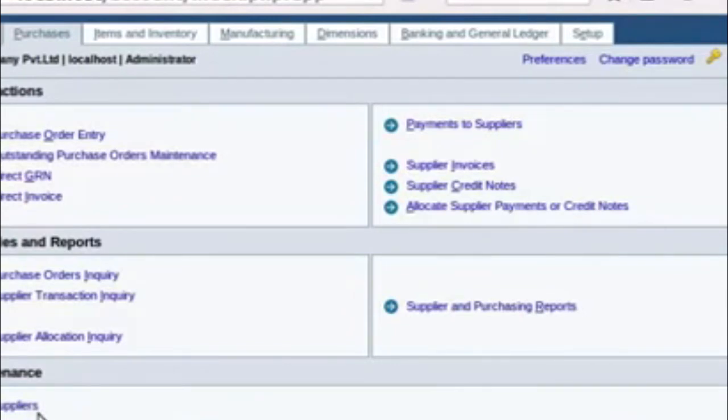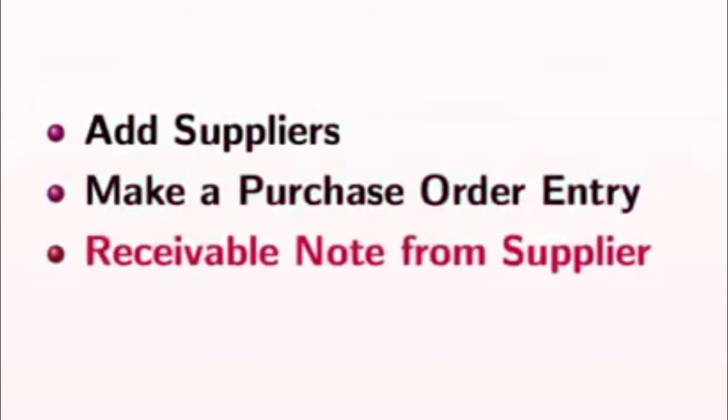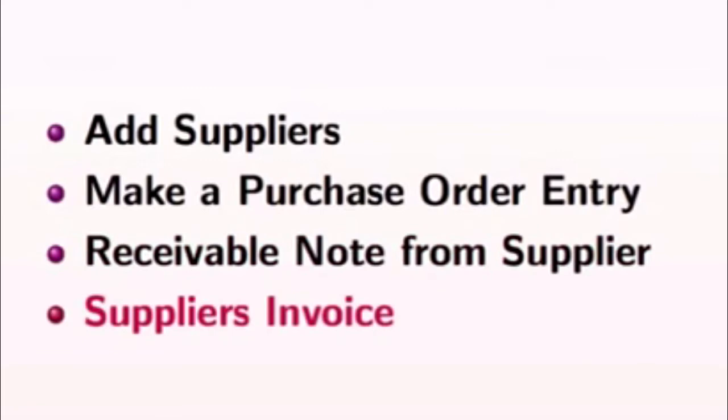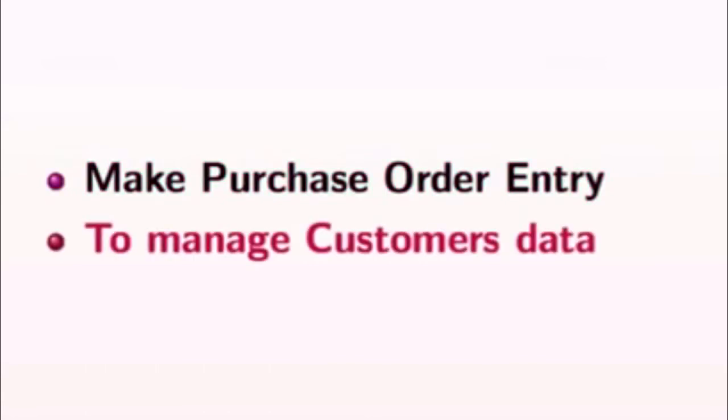Let us see the procedure for purchases. The steps to be followed for a purchase entry are: add suppliers, make purchase order entry, receive a note from a supplier, supplier's invoice. But first, let us understand the meaning of supplier. Supplier is a person or business that supplies goods or services. We need to set the suppliers to make a purchase order entry and to manage suppliers' data.